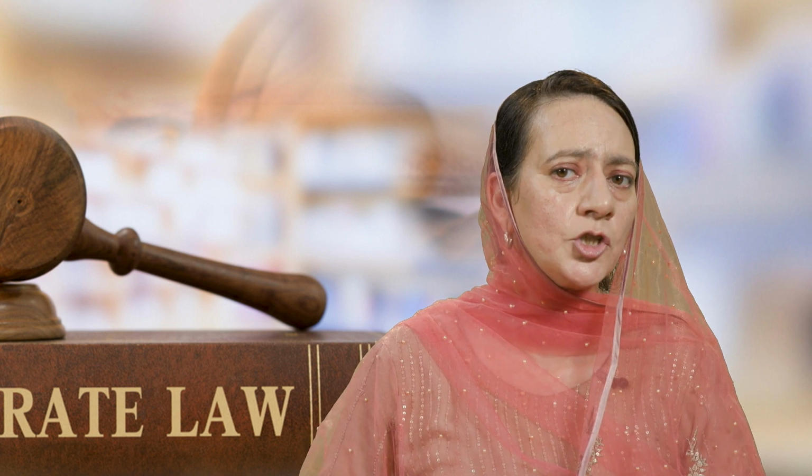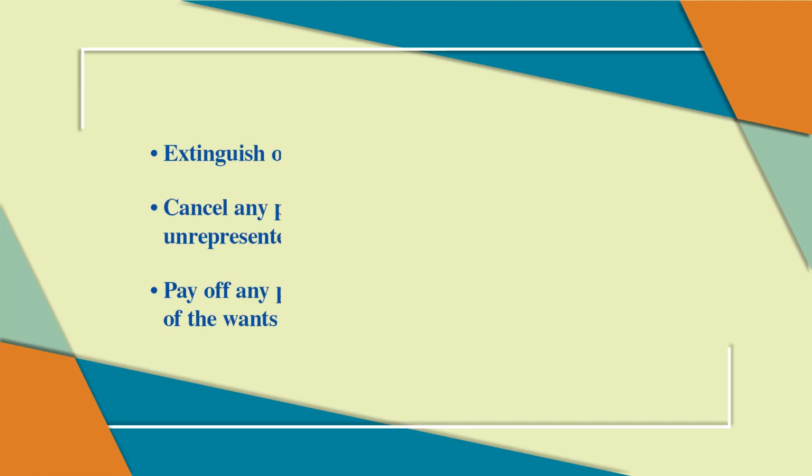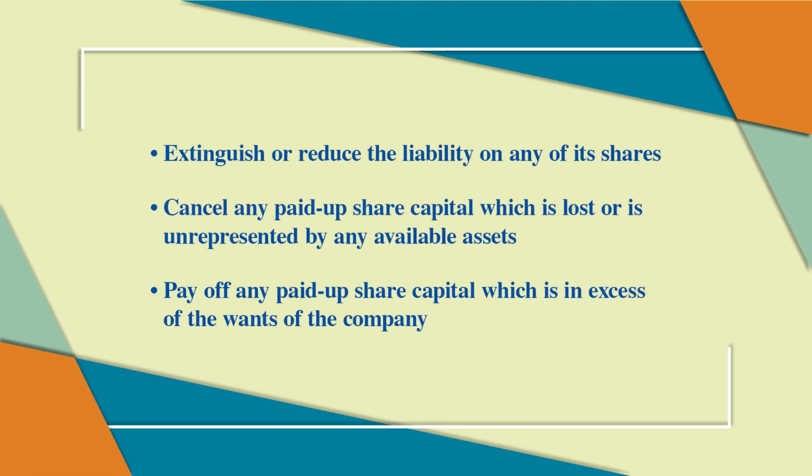Under this section, a company limited by shares or a guarantee company having a share capital may reduce its capital in any way. For example, number 1, it may extinguish or reduce the liability on any of its shares. Number 2, it can cancel any paid up share capital which is lost or is unrepresented by any available assets. Number 3, pay off any paid up share capital which is in excess of the wants of the company.